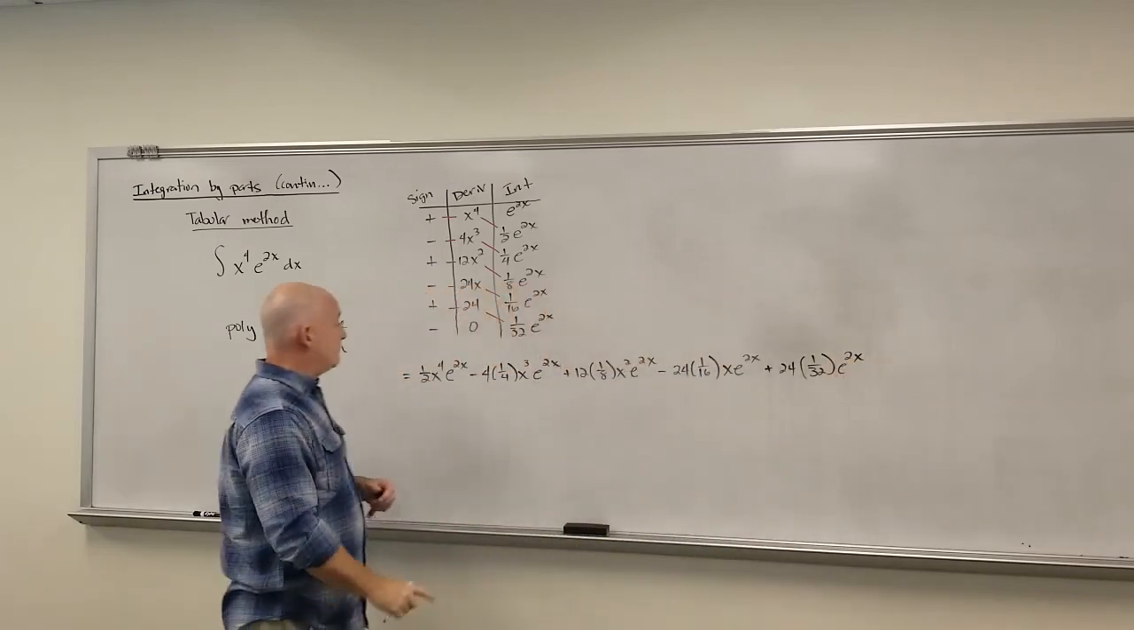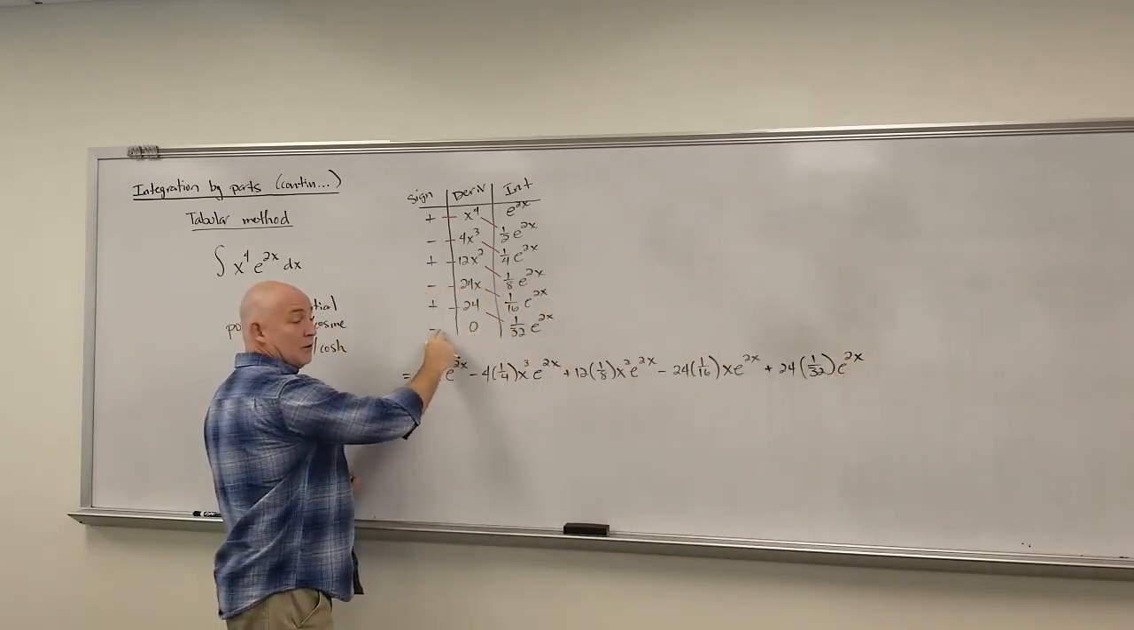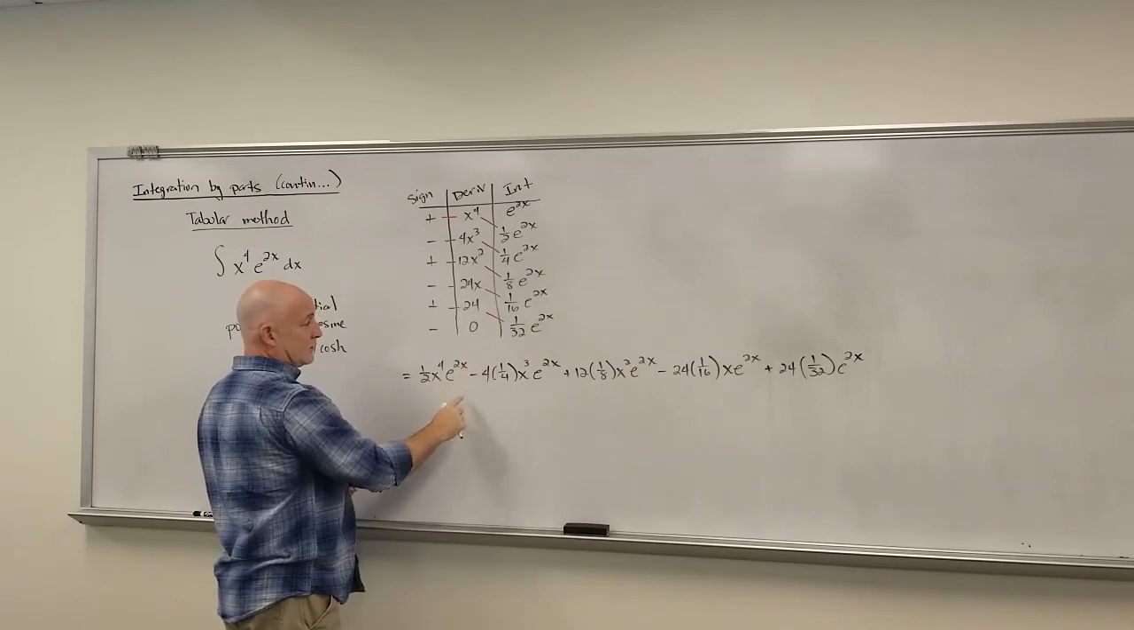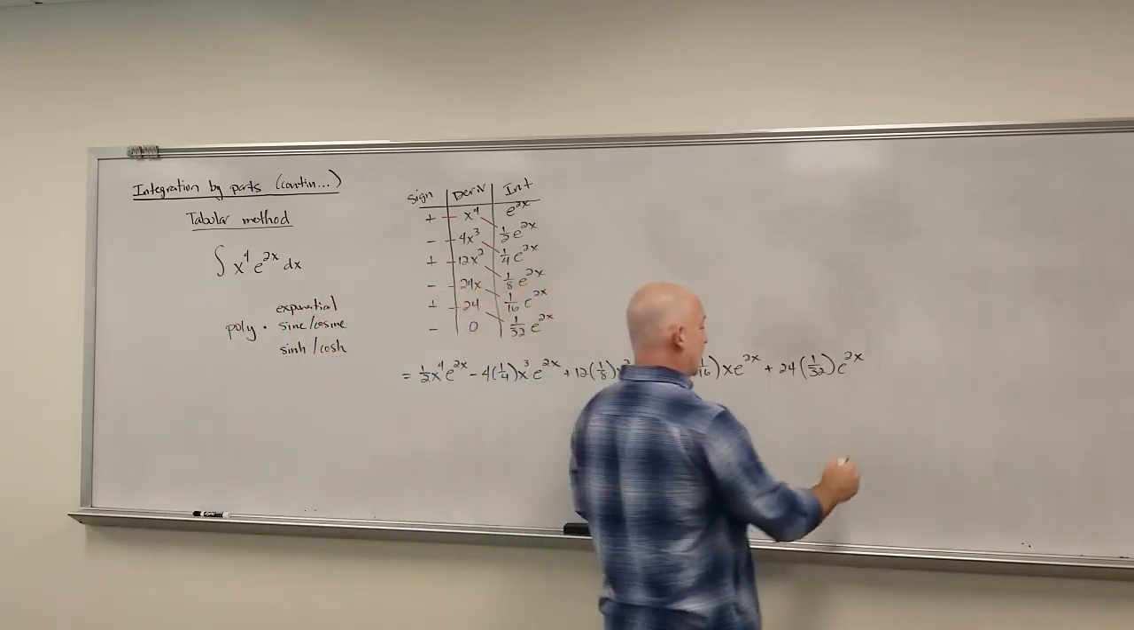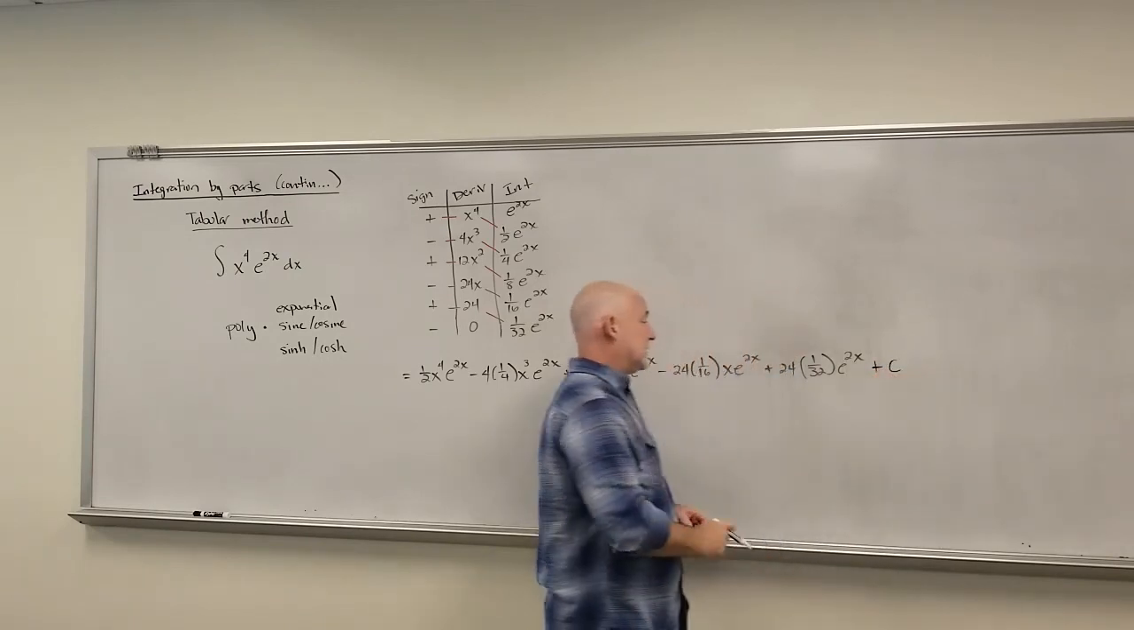Now notice, everything after that would be 0, right? Because as we go across, all the rest of those are zeros. So that, other than a little bit of simplifying, is our answer.